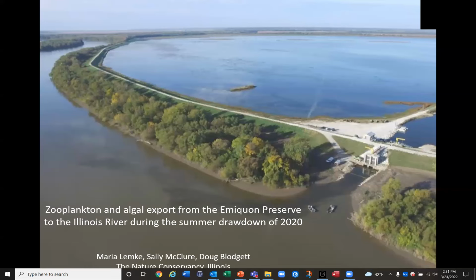In 2016, the water control structure shown in this slide was completed that now can be used to control water exchanges between the preserve, which is on the right side of the slide, and the Illinois River shown on the left side of the slide, and thus helping to restore a more natural hydrology to the restored floodplain habitat.